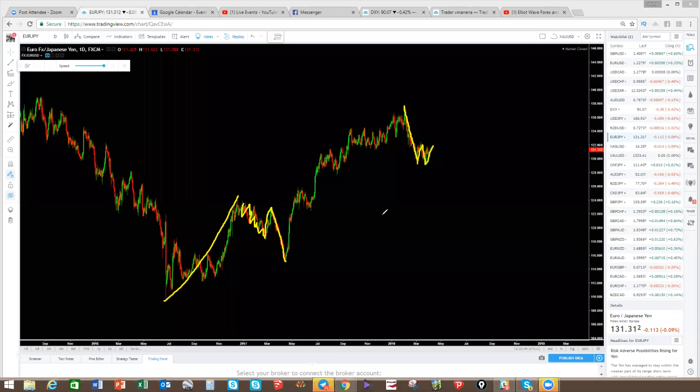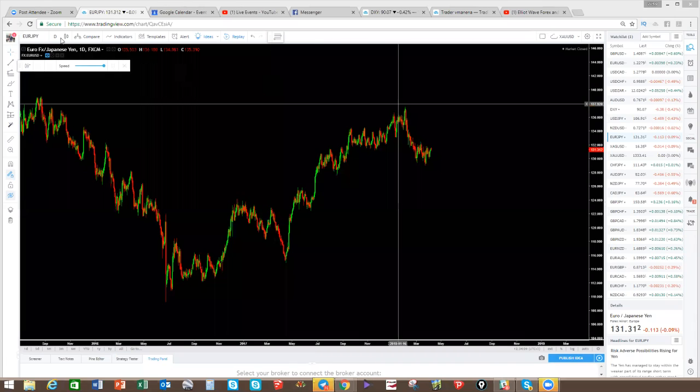Correction. So possibilities are that, I mean, alternation is not a rule, it's just an observation. Possibilities are that this move to the downside may go down a little bit slower than the first one. But either way, when we get that one to the upside, it will be a nice move. But we're gonna get this one as well.